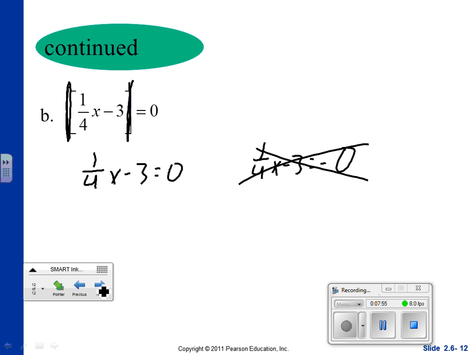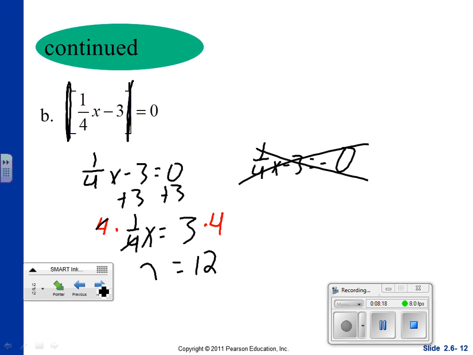And solve this equation. We're going to add 3 to both sides. And anytime you need to cancel out a denominator in a fraction, we multiply by it. So I'm going to multiply both sides by 4. Here we see we get 12. Here the 4's cancel. 1 times x is just x. And we see x is 12. So there's just one solution this time. And that's because we had it equal to 0.